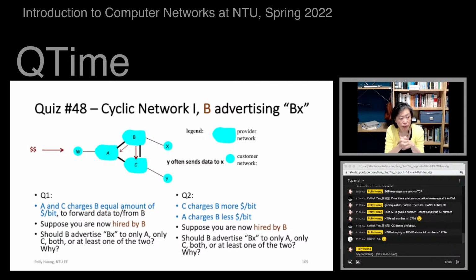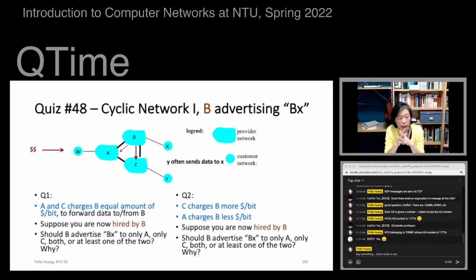So what's a little bit different in quiz 48 is that I also draw the money flow. You see that X pays B, Y pays C, W pays A. Customers pay the providers. But the providers, right, they also need to forward data back and forth between each other. Yeah, these providers can be paying each other as well. So in this scenario, you see that B is paying A, B is also paying C.